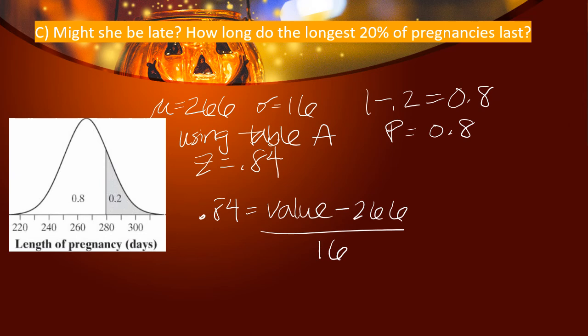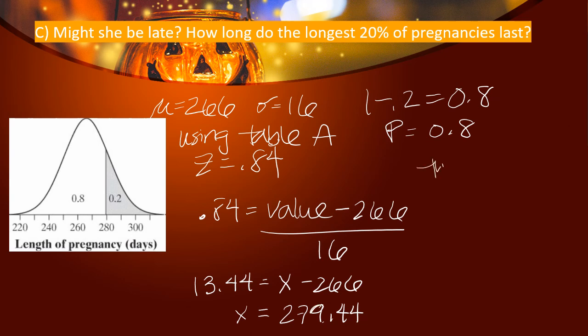So I'm going to multiply both sides by 16, and this side is going to be 13.44, and this side is going to be x minus 266. Okay, so now what I've done is I'm going to add 266 to both sides. So that's going to be, let's see, x equals 279.44. So then I could write this in interpretation.